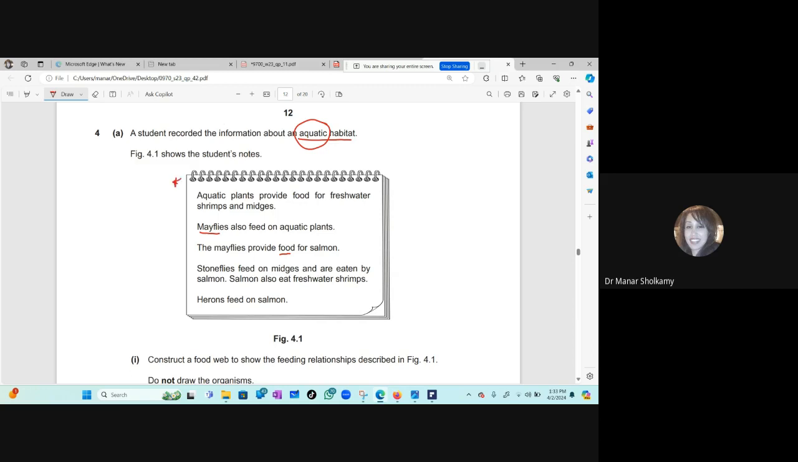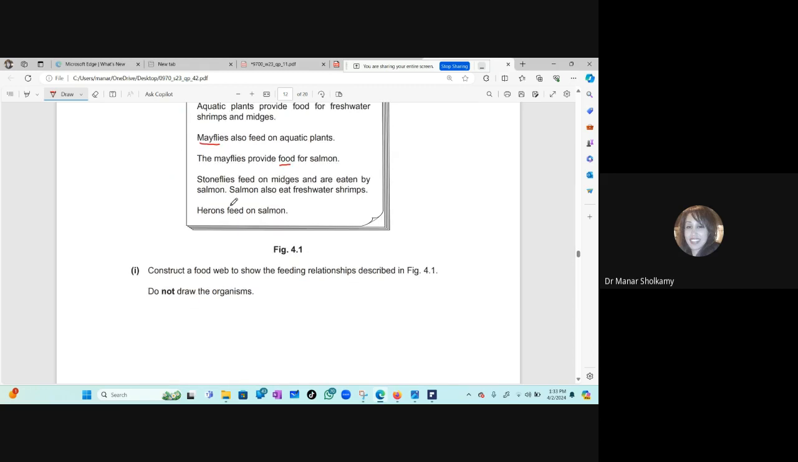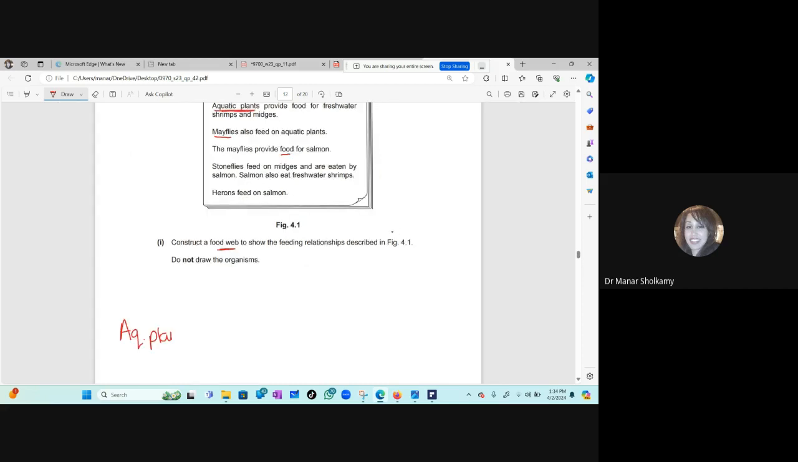Okay, this is a food web. Construct a food web to show the feeding relationship described in figure 4.1. Do not draw the organism. Now, this is a tricky question. But what will you do? You will simply follow every single sentence. Let me show you. So we have, of course, any food web or food chain starts with a producer. So we will start with aquatic plants. So I'll write here, aquatic plants.